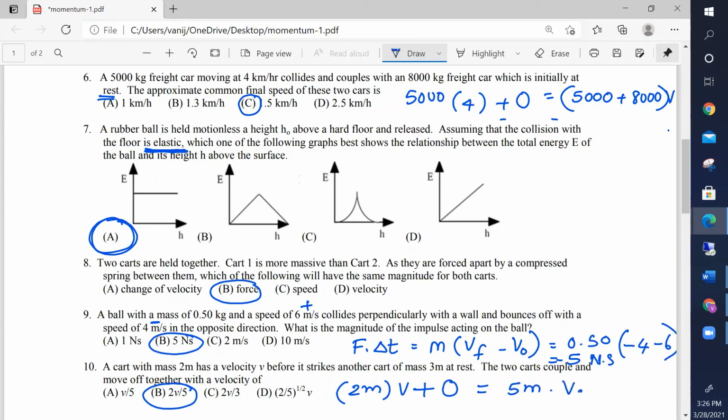Then the total mass, the combined mass, is going to be 2m plus 3m, which is 5m, times the velocity vf. And so vf is going to be equal to 2mv divided by 5m. You can get rid of m, and this leaves you with 2 over 5 v. So the answer to 10 is B.